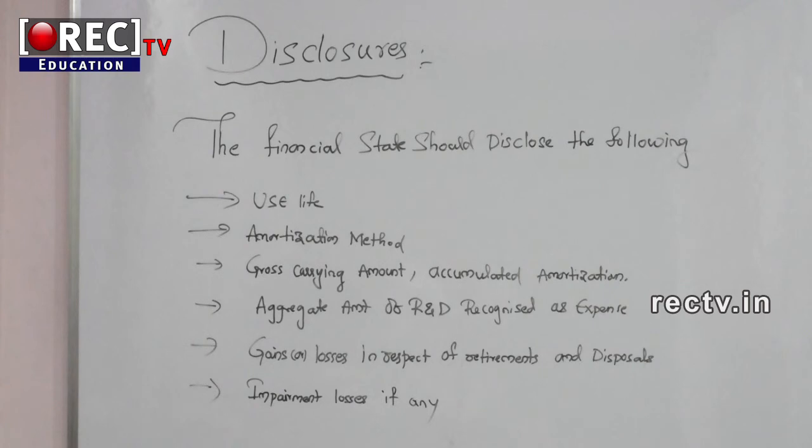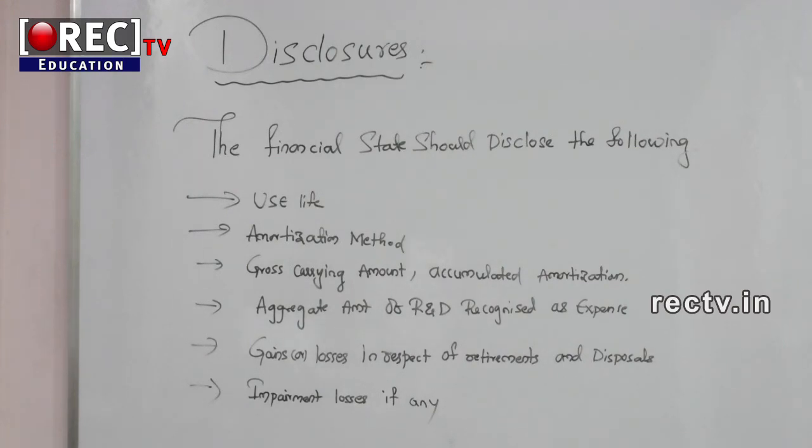And the fifth head, that is gains and losses in respect of retirement and disposal. So friends, when you are using your intangible asset over a period, after using it you will sell it to some person. In that you will earn a profit or loss. So this profit or loss in respect of retirement or disposal you should disclose in your financial statement. And the last, that is impairment losses, if any, you should also recognize in your financial statement as per AS 26.